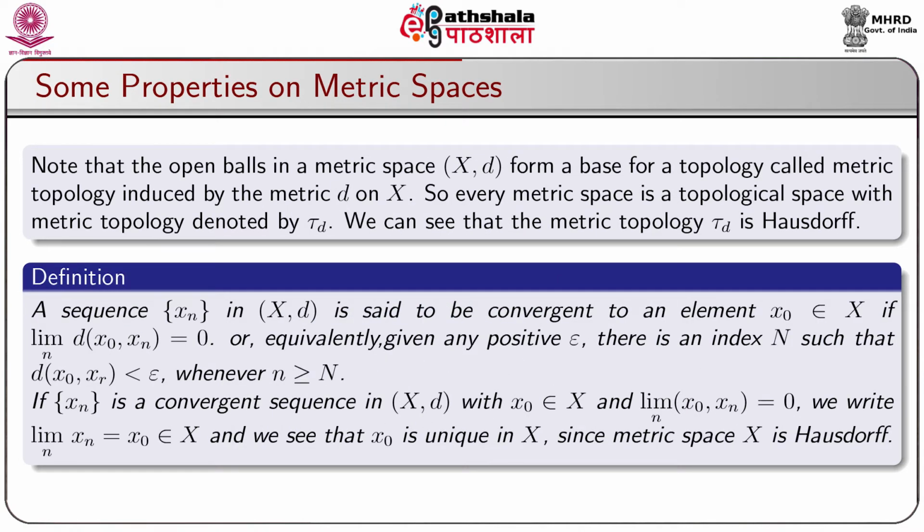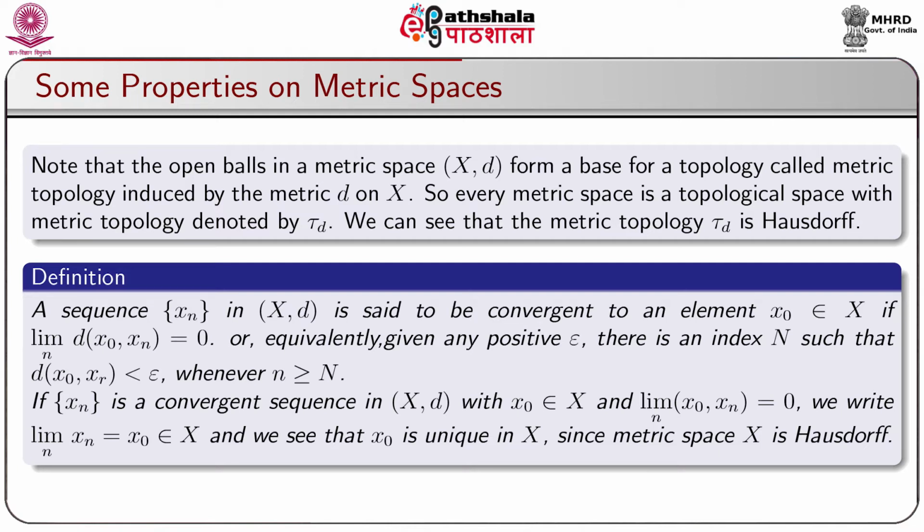Note that the open balls in a metric space (X, d) form a base for a topology called the metric topology induced by the metric d on X. So every metric space is a topological space with the metric topology denoted by tau_d. That is, a topology is induced by a metric d. We can also verify that the metric topology tau_d is Hausdorff. Sometimes we say the topology is T2.